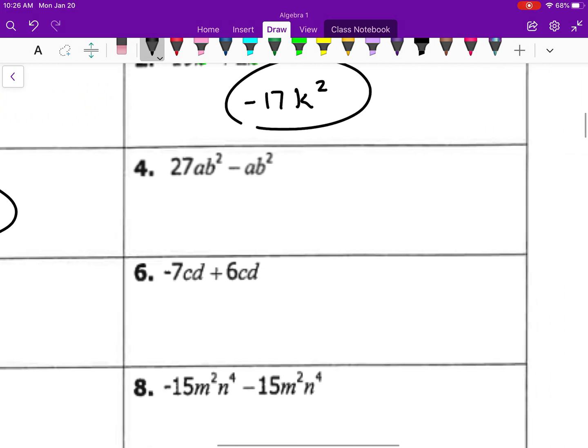Okay. Number 4, if there's no number, so I'm trying to figure out how many I have of this a squared b, it counts as 1. Then I check, what do I have? A, b squared. It's a match. So I can do the math. 27 minus 1 is 26. AB squared.